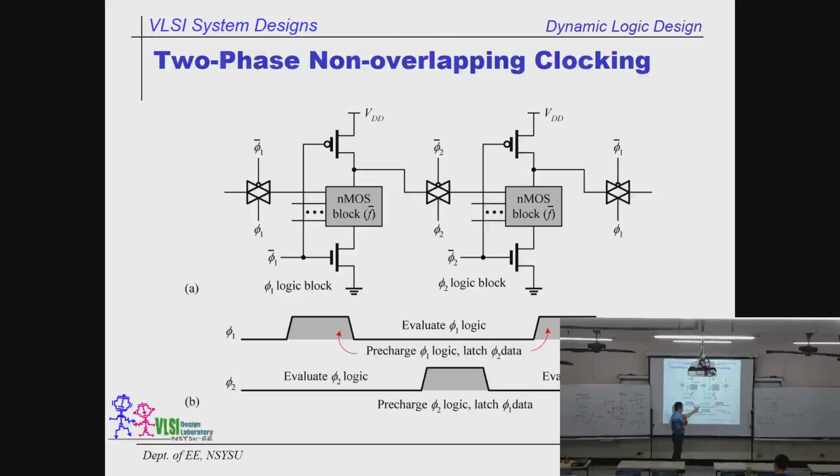So there is no choice. We got to sacrifice the speed. There must be some time in between. We call it dead time. This is called a dead time. That means that we got to have some period of time to ensure both of them are off. Okay, and how to generate this clock?